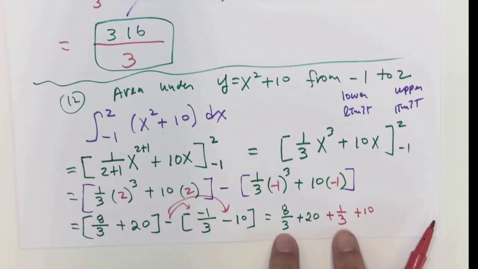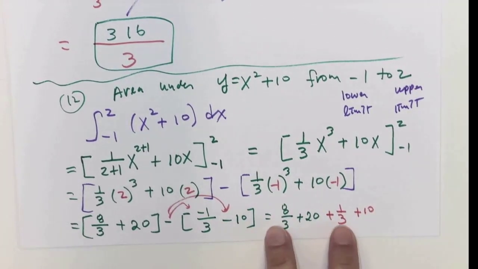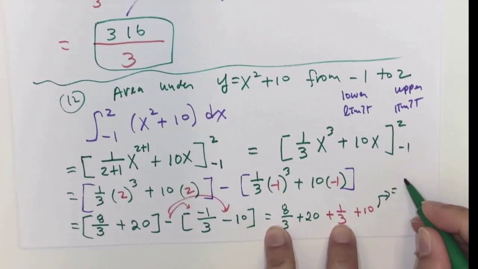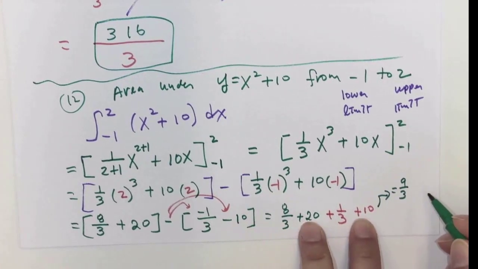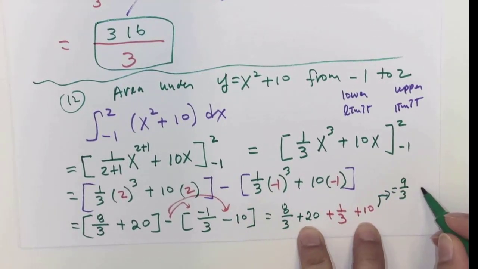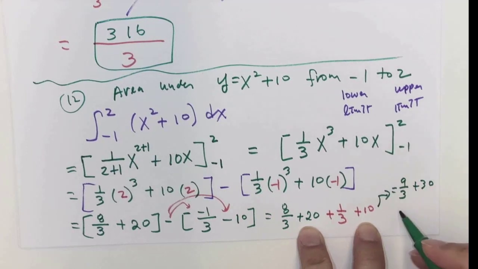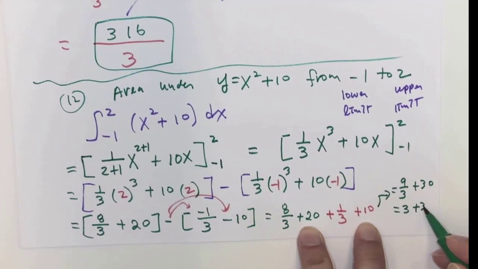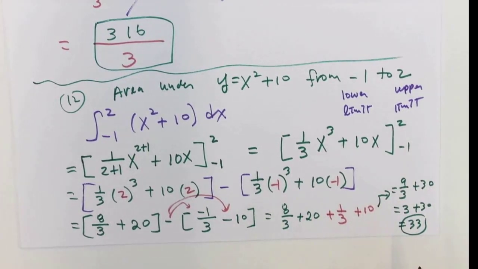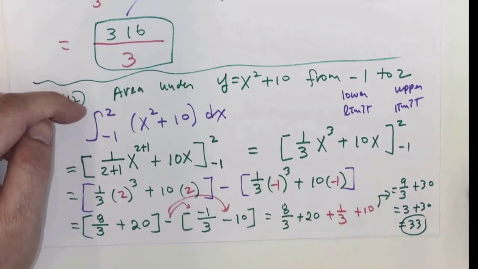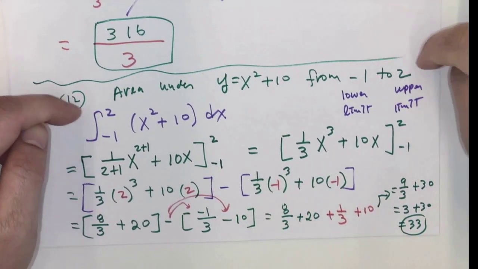Combine them. The two fractions combined together will give me 9 over 3, and then the number is plus 30. It's going to be 33 because it's 3 plus 30, right? Equal to 33. Are we okay finding area under the curve? It's basically taking the integral and just using the lower limit to the upper limit.